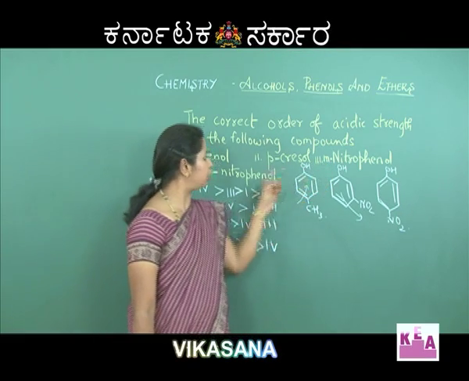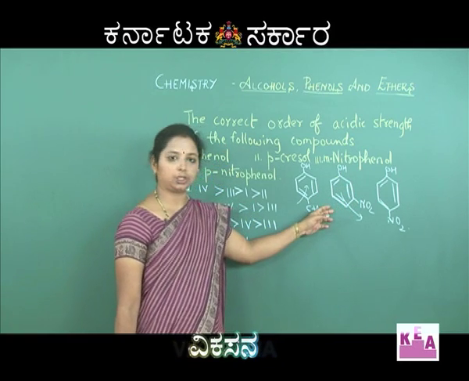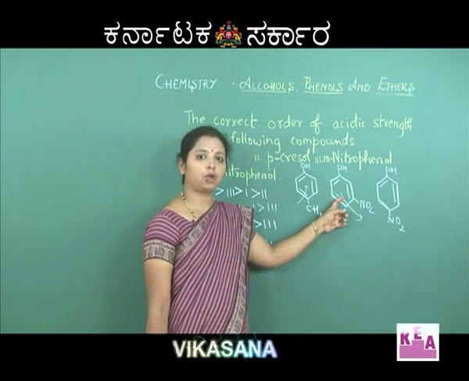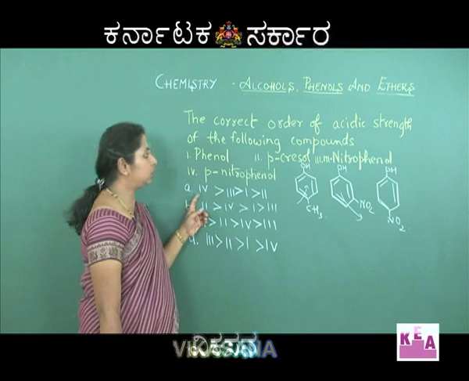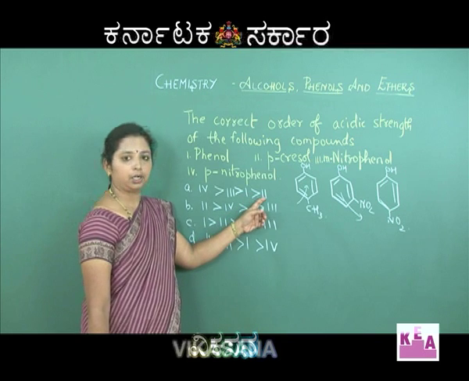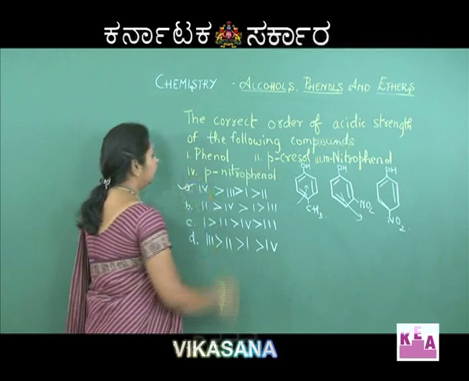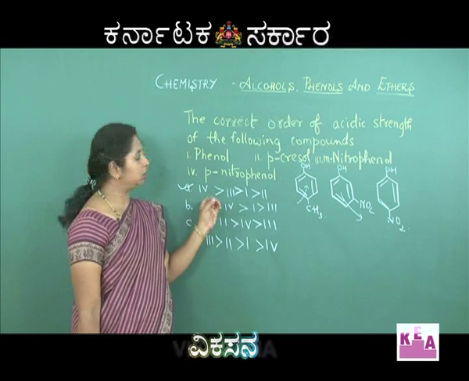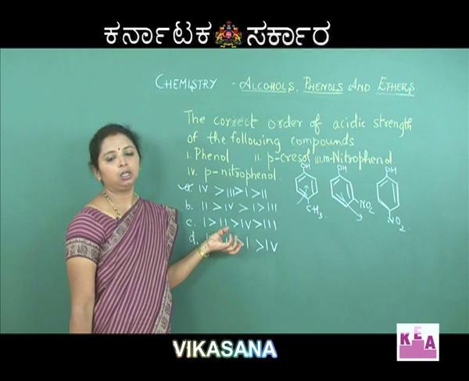Now, coming to metanitrophenol and paranitrophenol, as the group's distance from the OH group increases, what happens? Its effect decreases, and therefore, metanitrophenol will be more acidic than paranitrophenol. So, when we look at this, what is the option? We have 4 greater than 3 greater than 1 greater than 2. So, you can see that option A is the correct option. So, you have to decide which molecules are more acidic or less acidic based on electron withdrawing group and electron donating group.